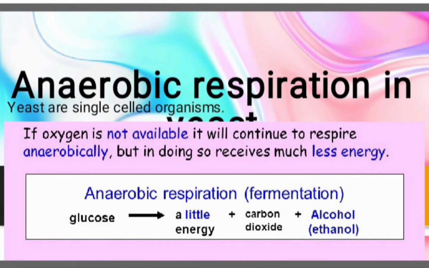When glucose is supposed to break down, a little energy is produced, carbon dioxide is evolved and alcohol is produced. For example, we have discussed earlier that for making beer and different types of alcohols, anaerobic respiration takes place. That means fermentation is done to obtain the beer.